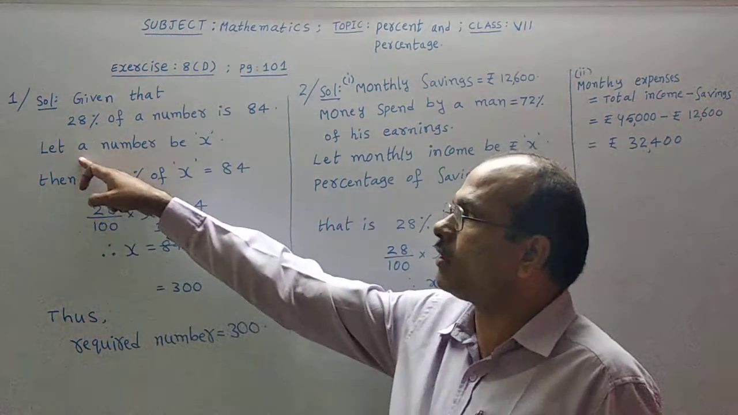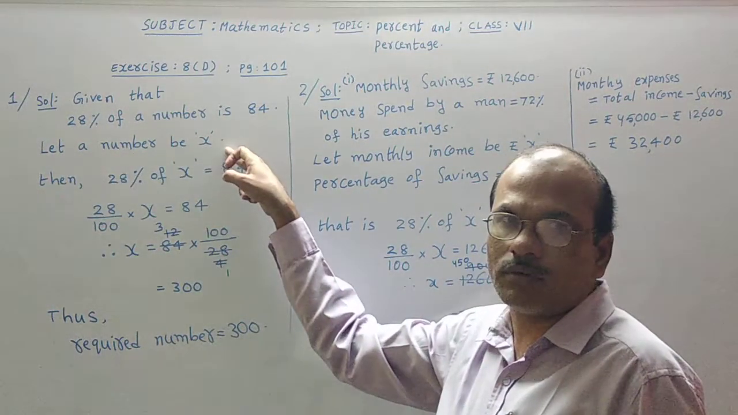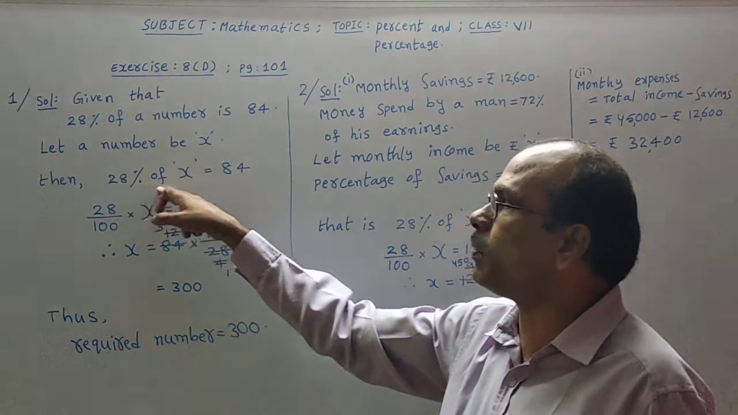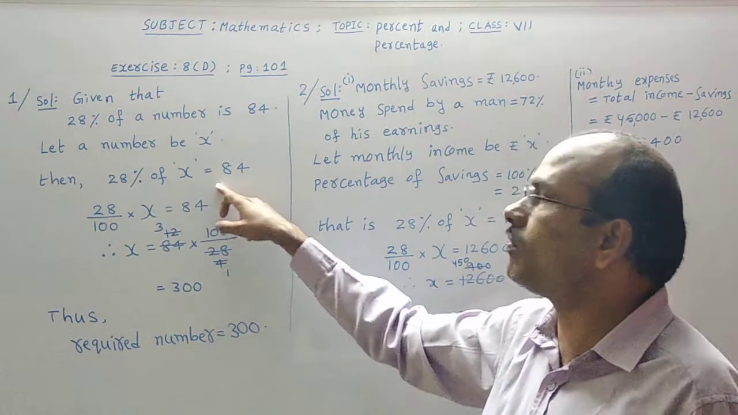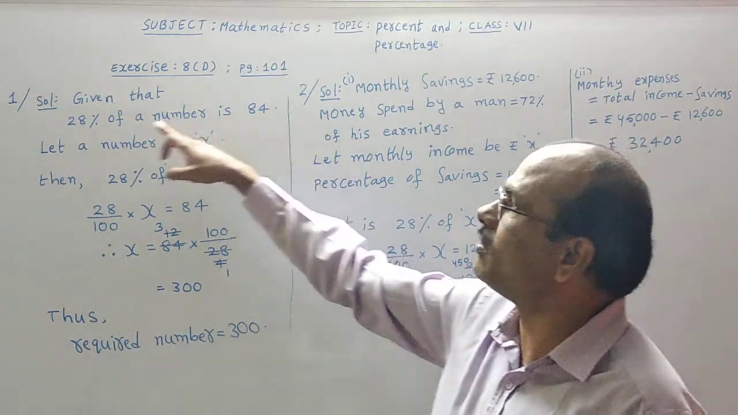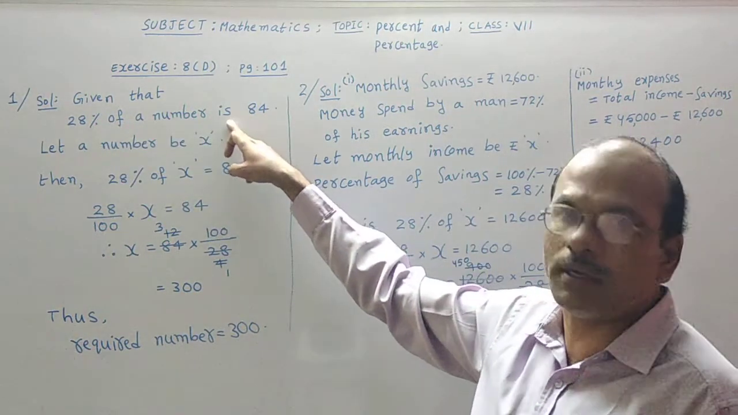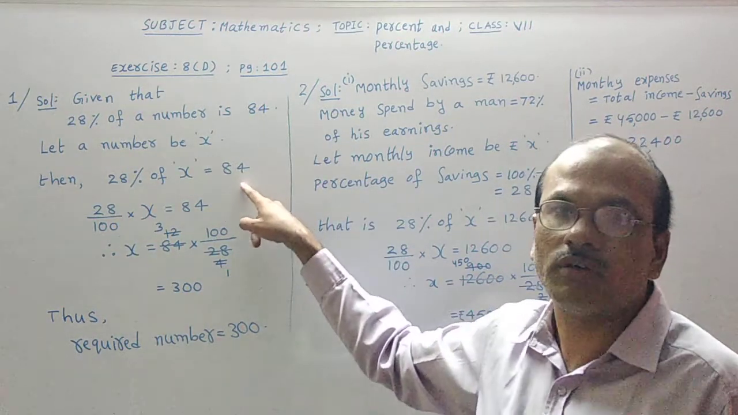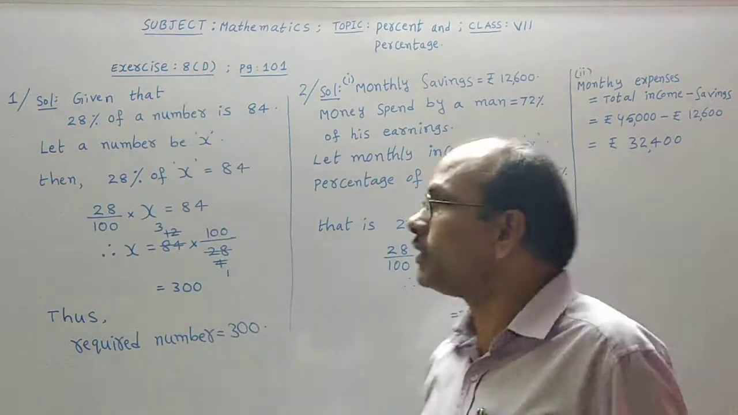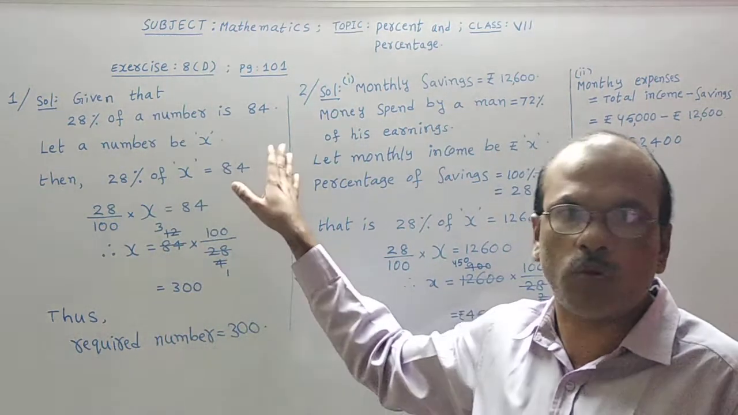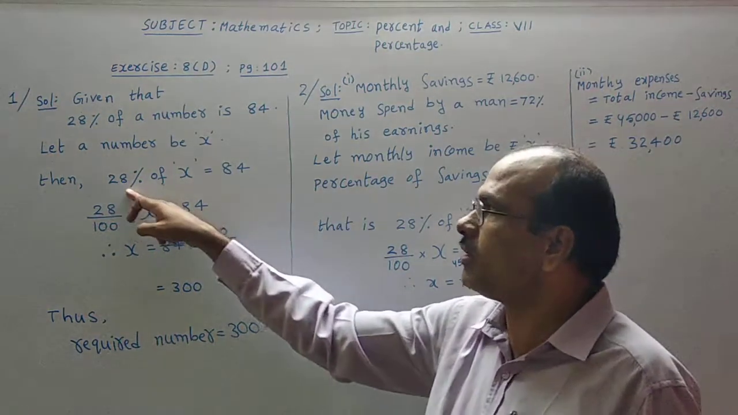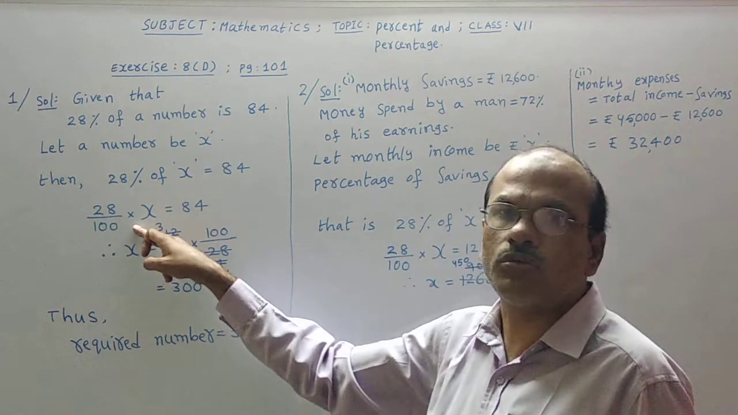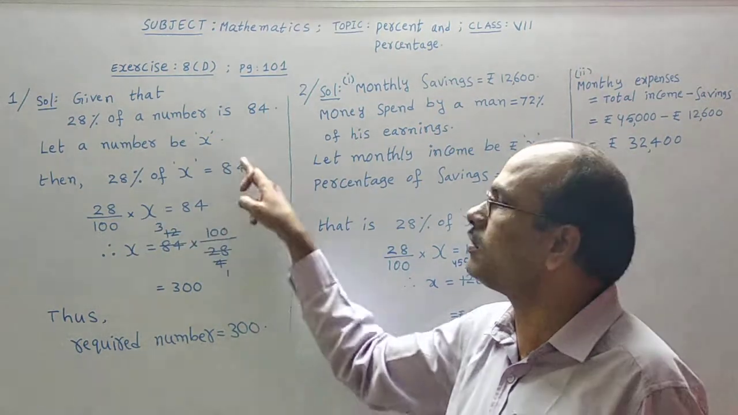So I have taken the unknown number as x. Let the number be x. Then as per the question, 28% of x must be equal to 84. They only said 28% of a number is equal to 84. That certain number I thought of as x. I hope it is clear for you. Then 28% is written as 28 by 100, of means into, and that x, is equal to 84.